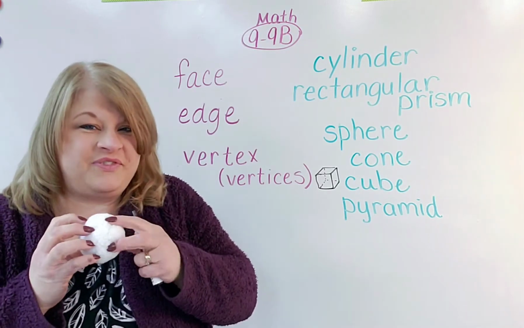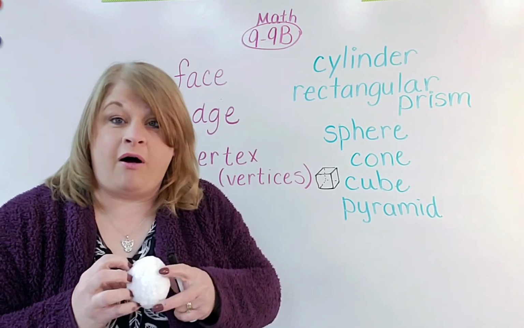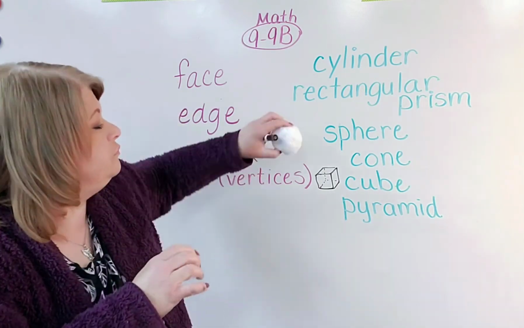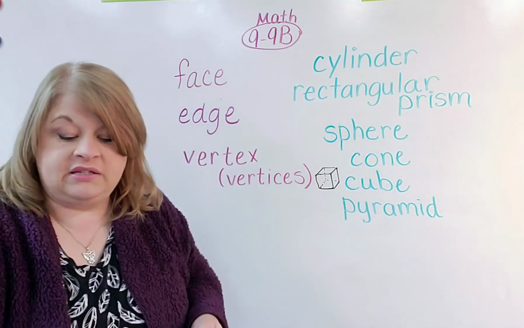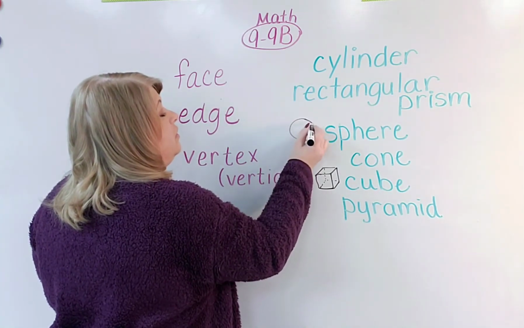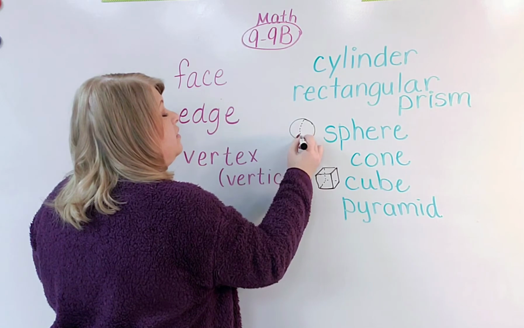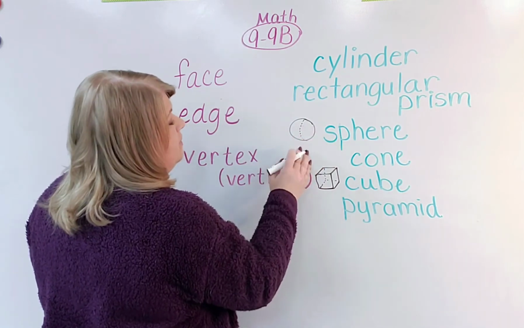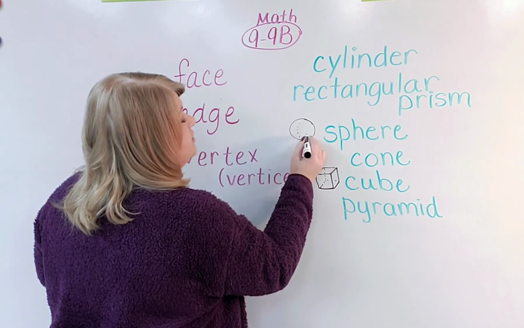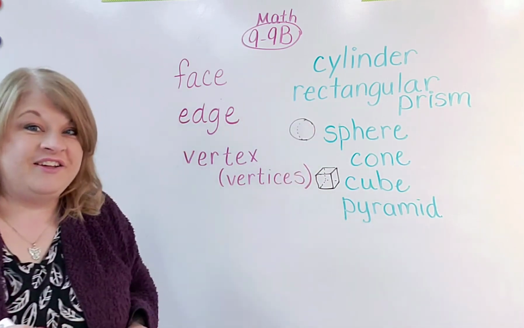The next one on here is a sphere. Remember my snowball sphere? A sphere would be a ball, all right? This, right there, it's a 3D circle. So we have a circle, but then we also have the shape inside to make it look kind of like a ball. I don't know if I can do that very easily, but you get the idea, okay?